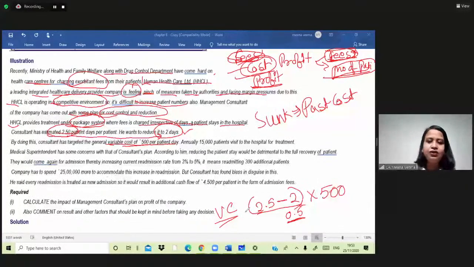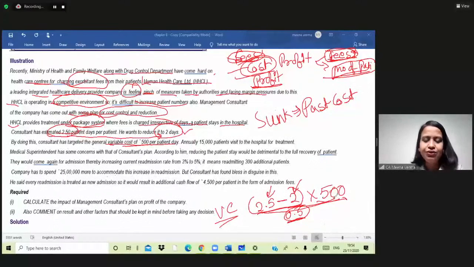I hope it is clear to all of you. It is clearly written here that they have a package system. Previously, the package was for 2.5 days. Now they have introduced the package for 2 days. So in the new system, they are saving 0.5 days, and the variable cost for each day is 500. So the saving in variable cost will be the value which you will calculate here.